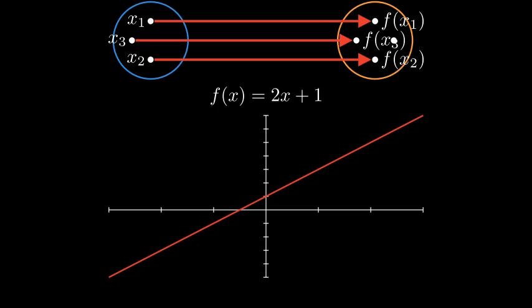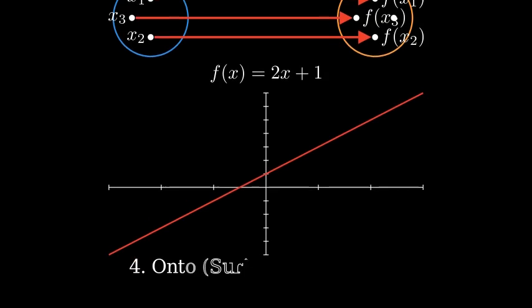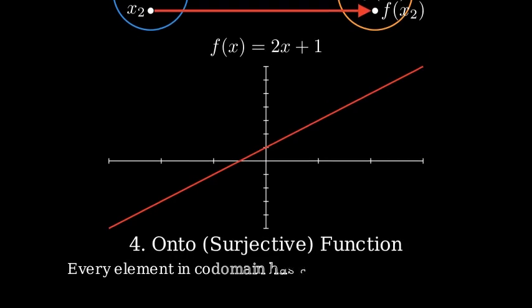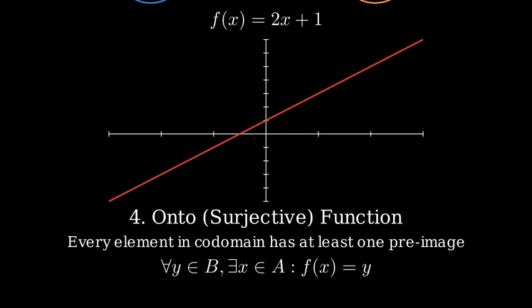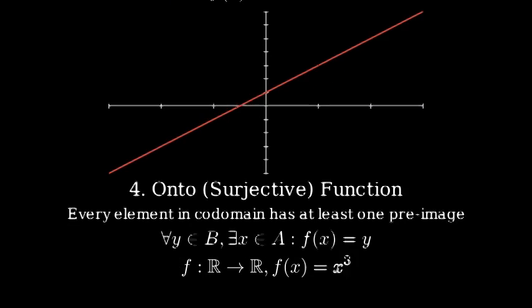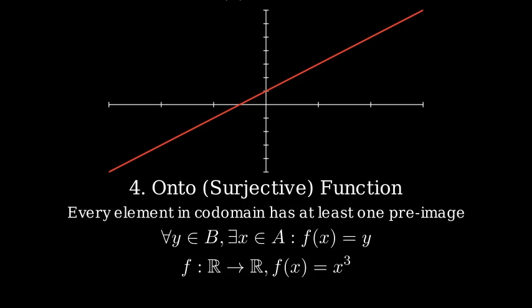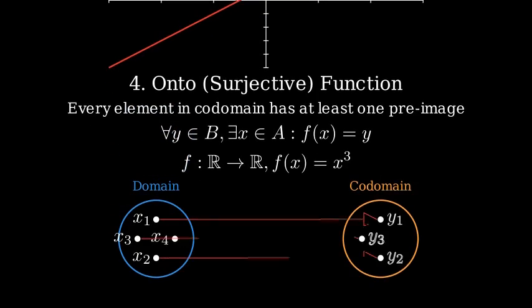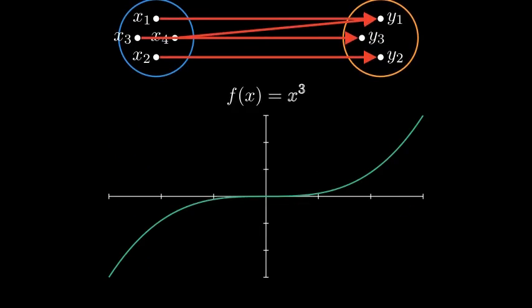Next, we'll explore onto functions, also called surjective functions. A function f is onto or surjective if every element in the codomain has at least one pre-image in the domain. Mathematically, for every y in the codomain B, there exists at least one x in domain A such that f(x) equals y. An example of an onto function is f(x) equals x cubed from real numbers to real numbers. Let's visualize this. In an onto function, every element in the codomain is mapped to by at least one element from the domain.